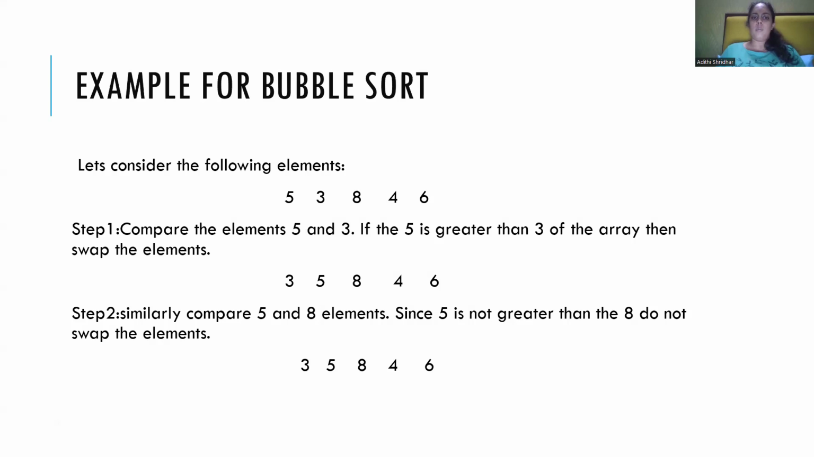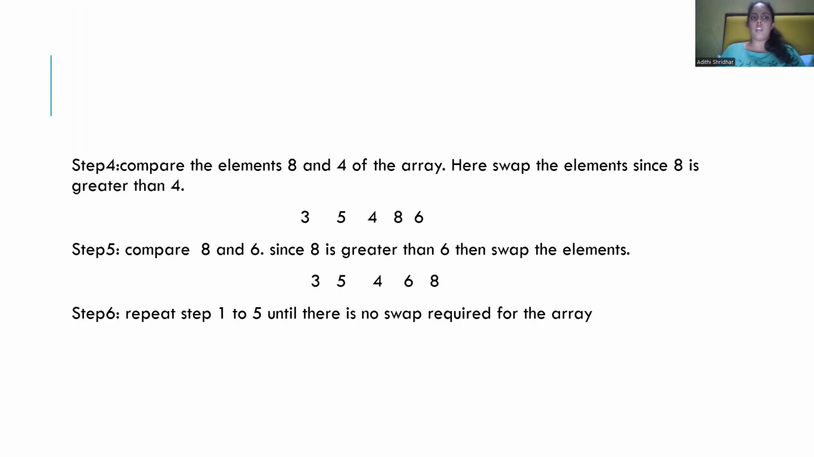Now if you compare the next two elements, that is 5 and 8, here 5 is not greater than 8. So therefore there is no swapping of elements which takes place. So therefore the order of elements would be 3, 5, 8, 4, 6.